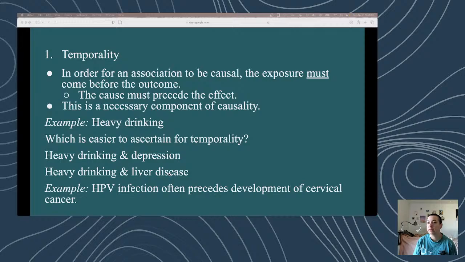It's more likely that you left my office the year previous and became depressed the next day and then started heavy drinking. Right? So it's more difficult to ascertain temporality in that incident.